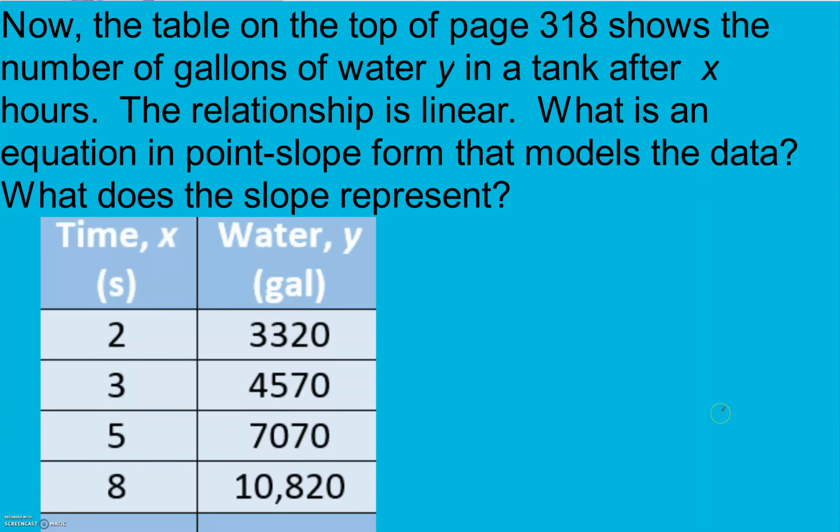Finishing up section 5.4 here. Now, the table on the top of page 318 shows the number of gallons of water, Y, in a tank after X hours. The relationship is linear. What that means, guys, is that our rate of change is the same. It means we have a constant slope. What is an equation in point-slope form that models the data? And what does the slope represent?